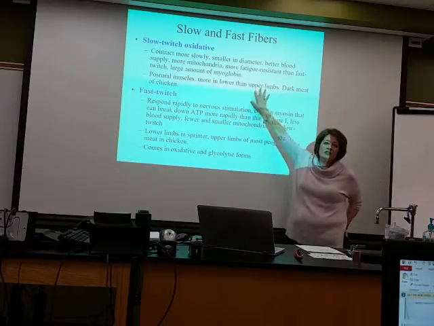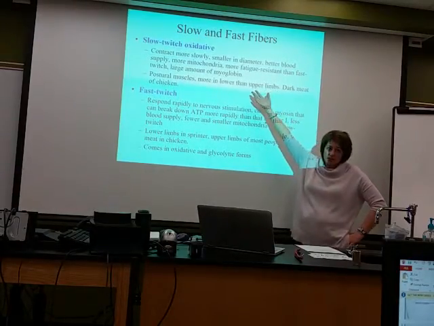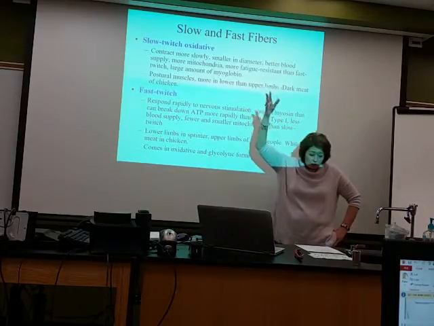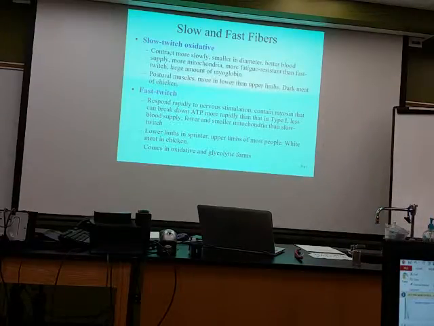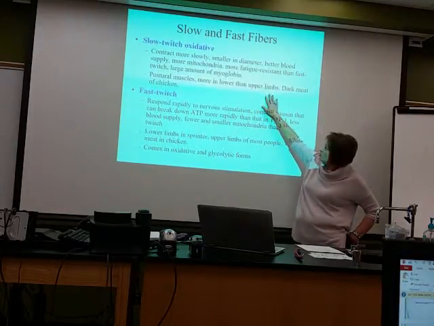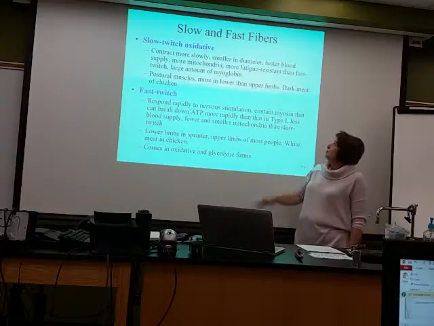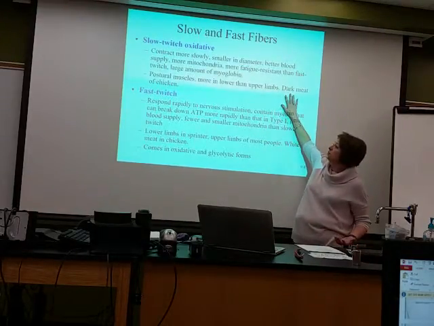For example, the slow fibers are going to contract slowly, therefore giving them the term slow. These are fibers that can be resistant to fatigue. They're smaller in diameter. They have a very good blood supply, lots of mitochondria, don't fatigue as quickly, and have a large amount of myoglobin, which is with the blood. A good example is our postural muscles. We have more of the postural muscles in the lower than the upper limbs because posture is needed.